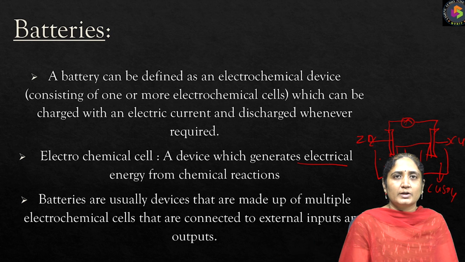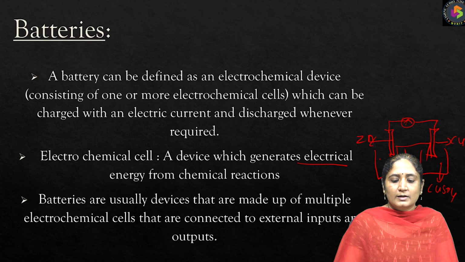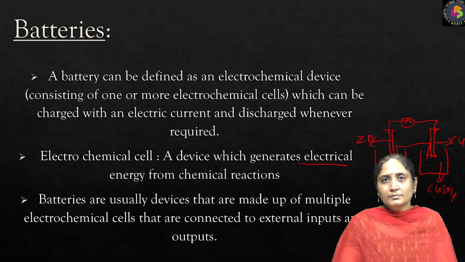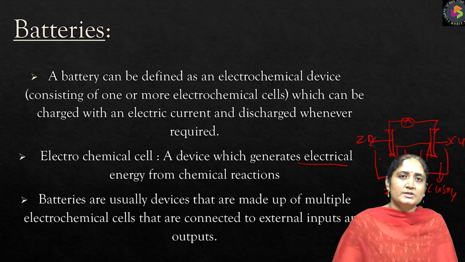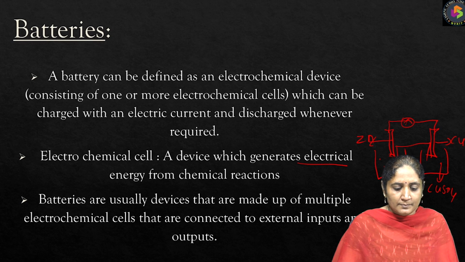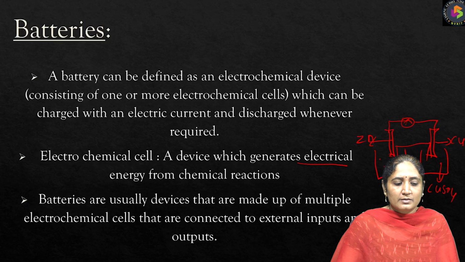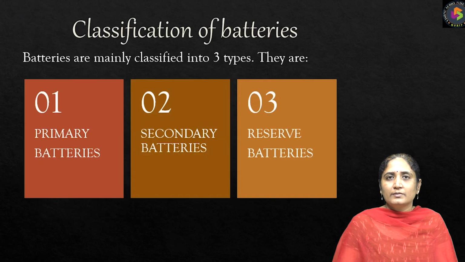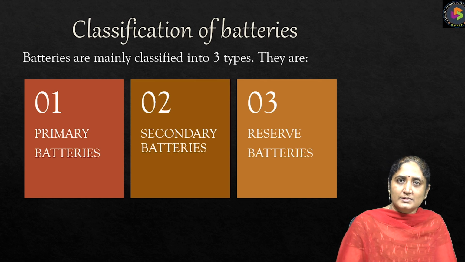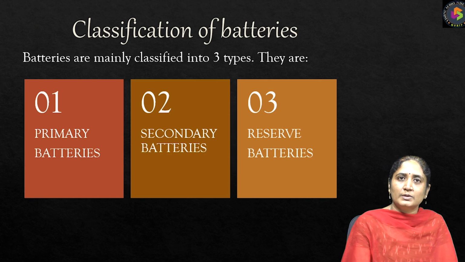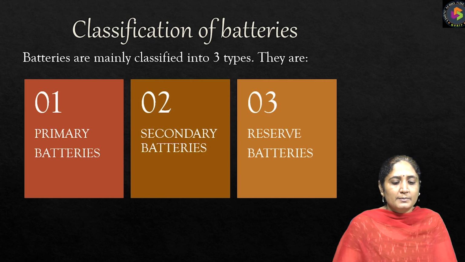What is meant by electrochemical cell? An electrochemical cell is a device where the chemical energy will be converted into electrical energy. Next, the classification of battery, which is very important. In this slide we come to know the types of batteries. Batteries are of different types, but in that we know the primary, secondary and reserve batteries.